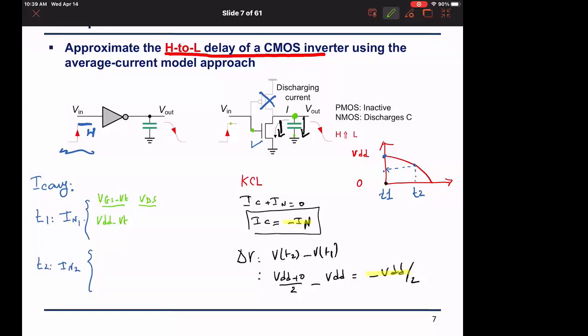And then at point 2, the input is still high, but the output has dropped halfway.